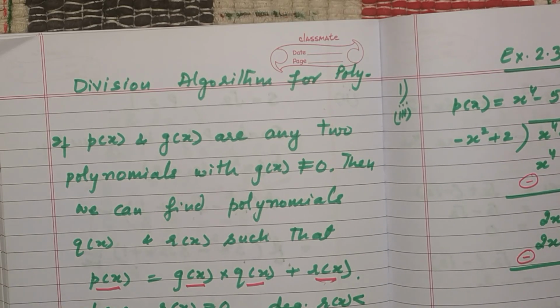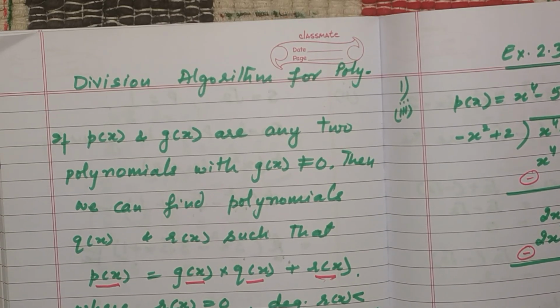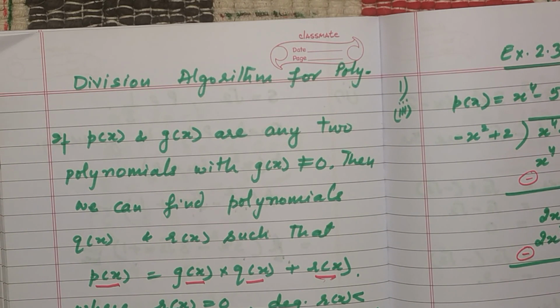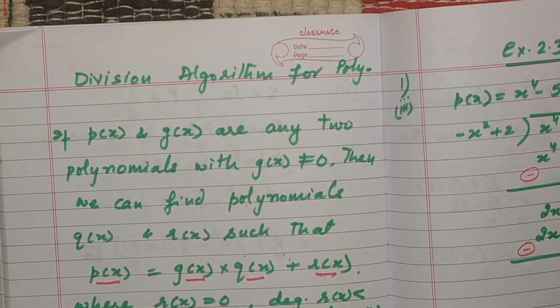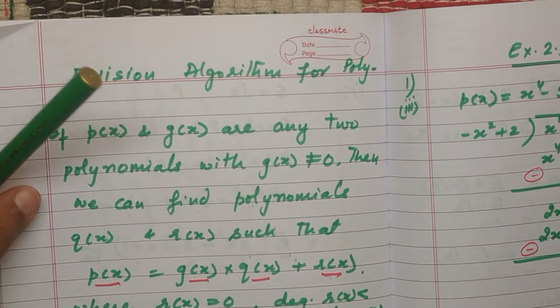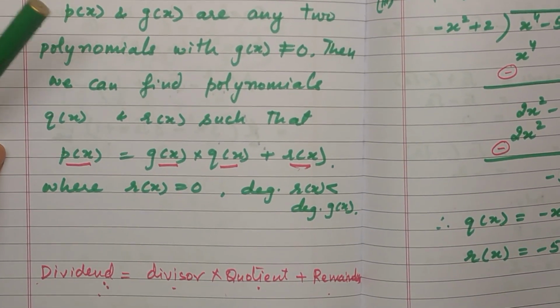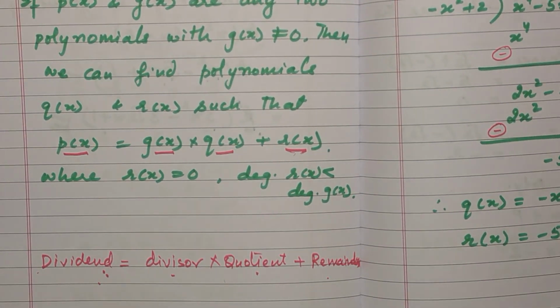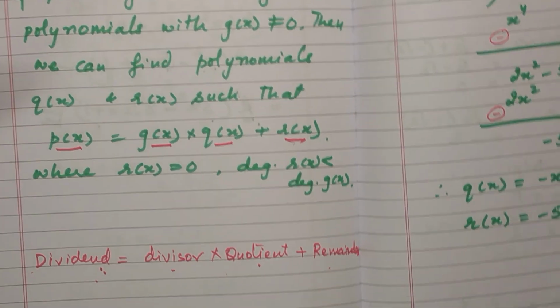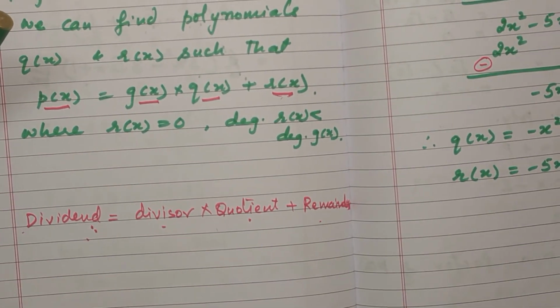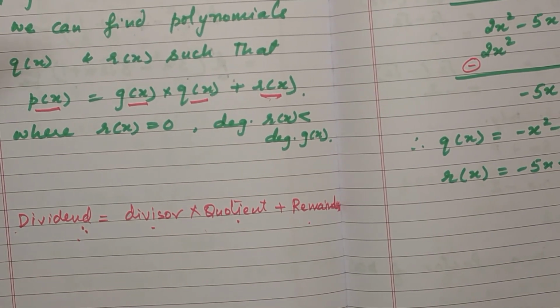Good morning students. Today we will study the division algorithm for polynomials and do exercise 2.3 of the NCERT. Now, the division algorithm is something that you are already familiar with. You know this since the time you started doing divisions. The algorithm that you studied in the simple form is: dividend is equal to divisor into quotient plus remainder.